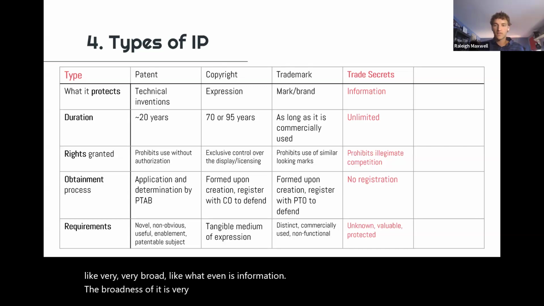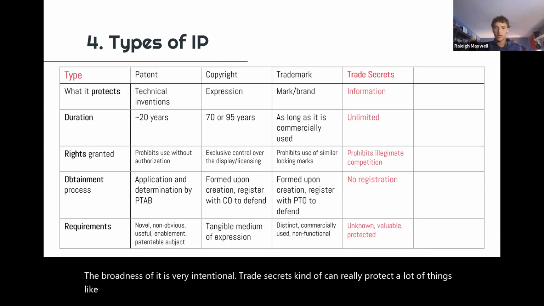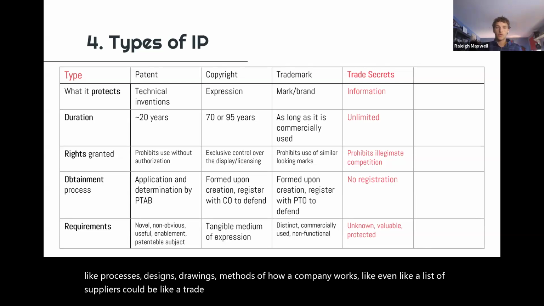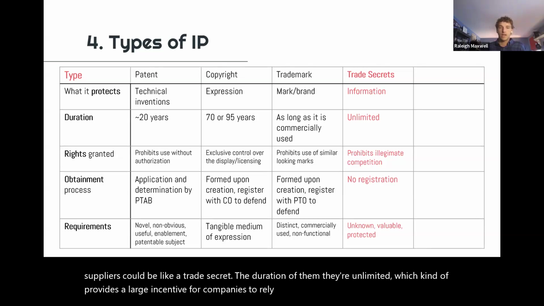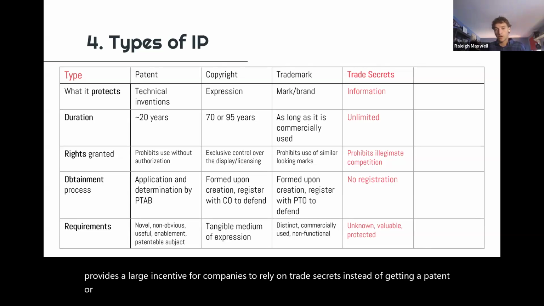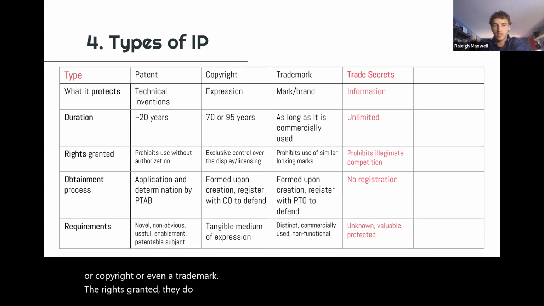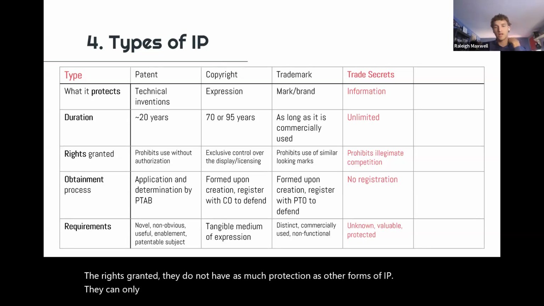Trade secrets can protect a lot of things, like processes, designs, drawings, methods of how a company works. Even a list of suppliers could be a trade secret. The duration of them is unlimited, which provides a large incentive for companies to rely on trade secrets instead of getting a patent or a copyright or even a trademark. The rights granted do not have as much protection as other forms of IP. They can only prohibit illegitimate competition.